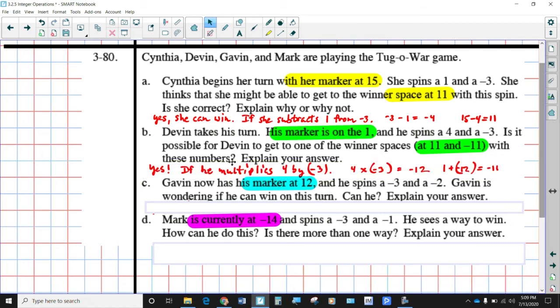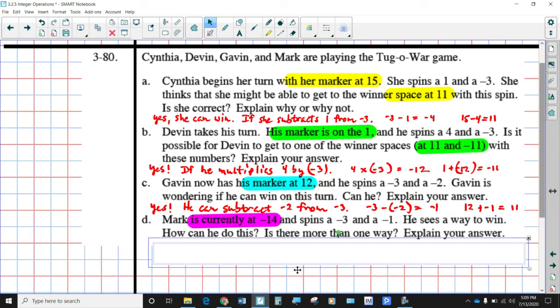Yes, he can. If he chooses to multiply 4 times -3, that would give him -12, and then you add that to the 1, and that would place him at -11, which is a winner. How about Gavin? Can Gavin win? Absolutely. He can subtract -2 from -3. And when you say -3 minus -2 and do KFC, that becomes -3 plus 2, which is equal to -1. And 12 plus the -1 is 11.